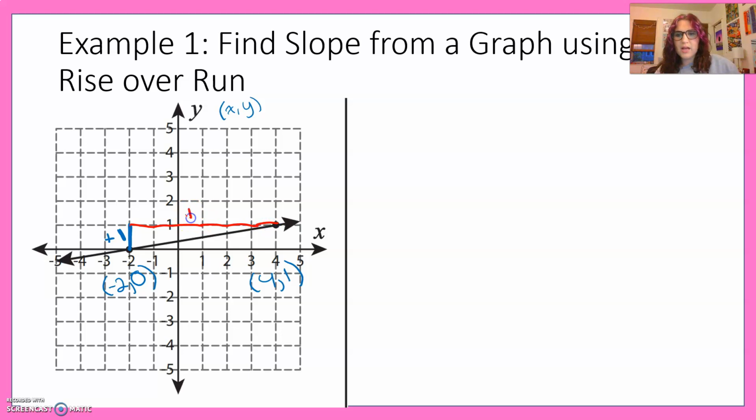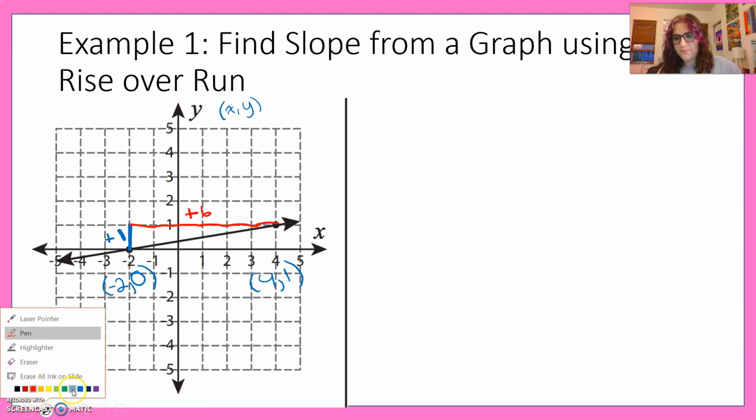So I just went +6. I went to the right 6. Going to the right is positive, the left is negative. So I went up 1 over 6. So let's see what that is in my rise over run.